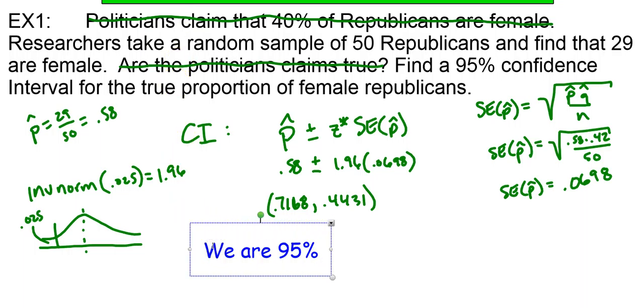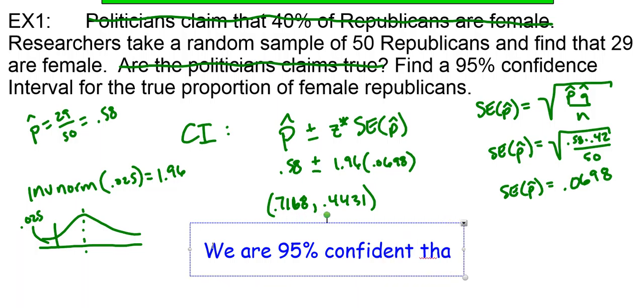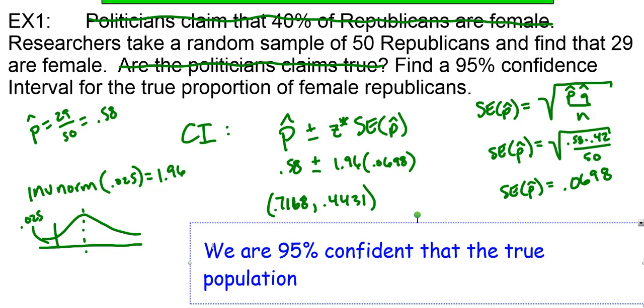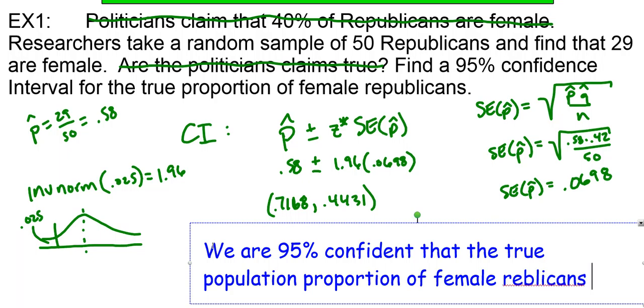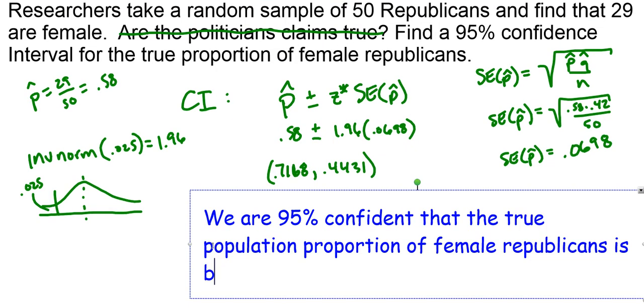And our statement at the end, we are 95% confident that the true population proportion of female Republicans is between those two values, so 71.68% and 44.31%.